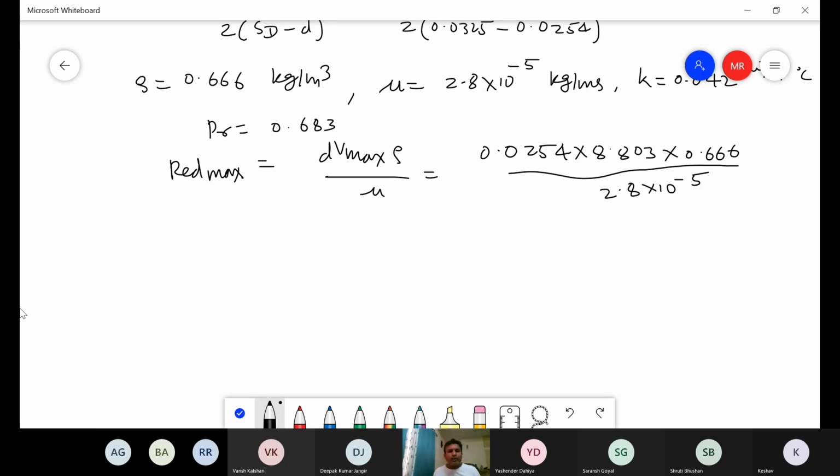Now, once we know the maximum Reynolds number, what is the value? Anybody got the value? 5318.4. 5318.4. This is the Reynolds number.